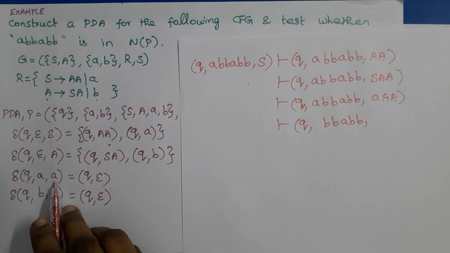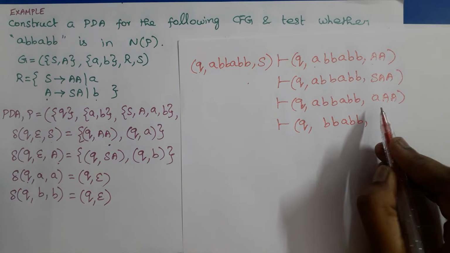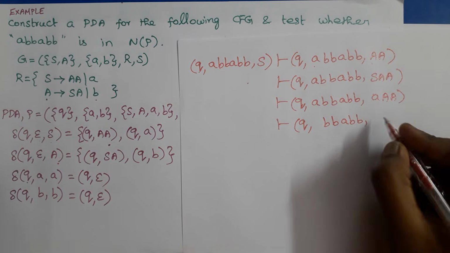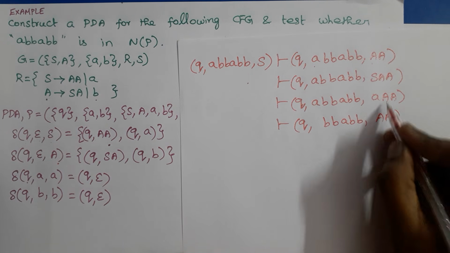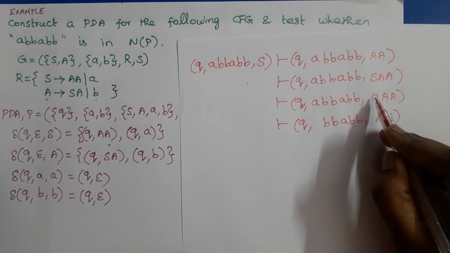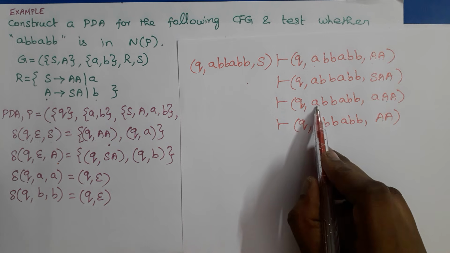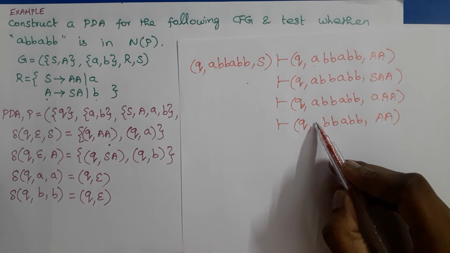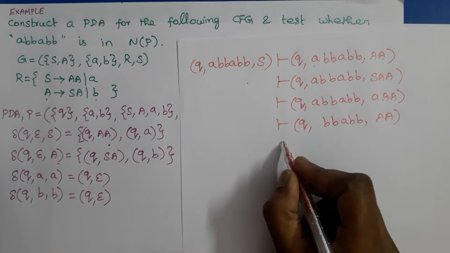Then this A is replaced by epsilon. That means A is popped from the stack. So now the top of the stack is A. A is replaced by epsilon, but there is no need to write epsilon here. Just remove A from the stack. So whenever A and A come, just remove A from the input string and A from the stack.